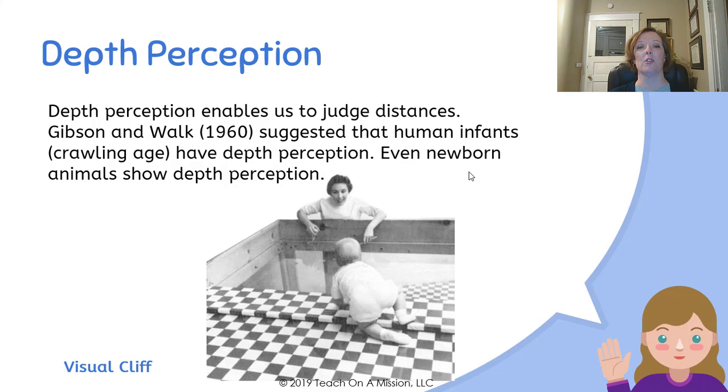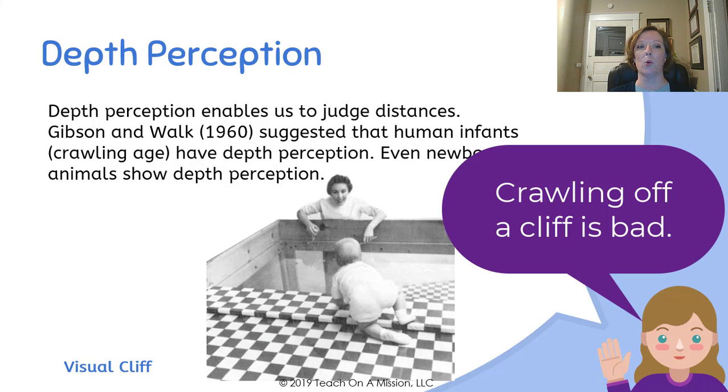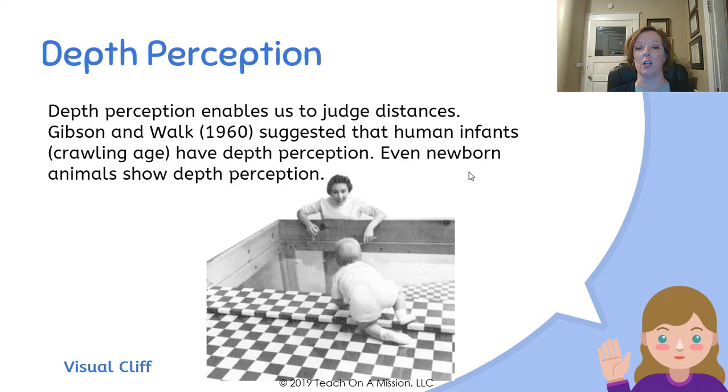Okay, depth perception. This is something that enables us to judge distance. Research back in the 1960s suggested that human infants develop this depth perception while they are crawling in order to have some protection. So even newborn animals will show depth perception. What you see in the picture is a very famous experiment where certain age babies were not able to detect a visual cliff. That's what this is called.